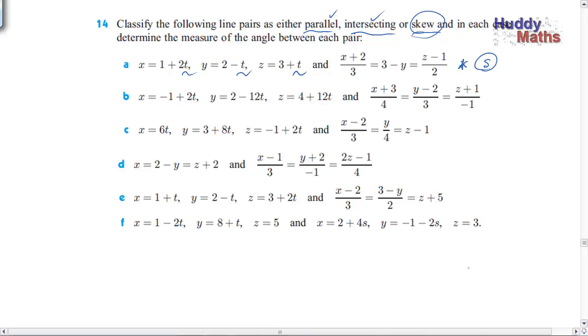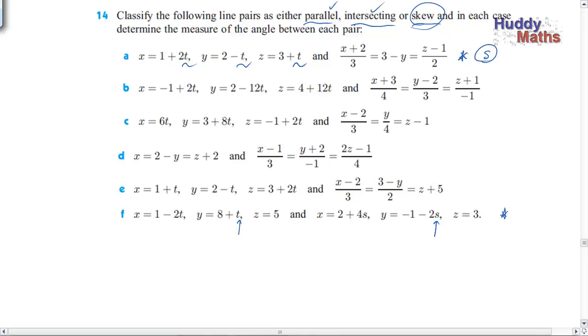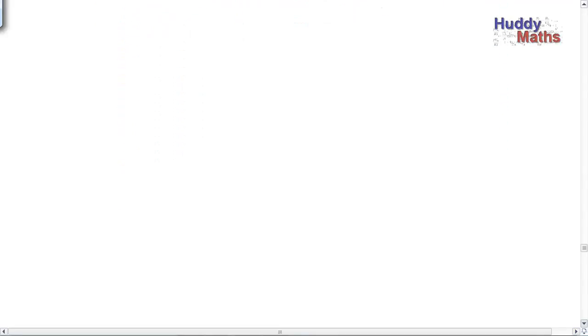So see what they've done down here? They've used S for this line and T for this. You can't use the same parameter for reasons I said before. Fair bit of work there, it's worth doing all of them. So pause the presentation, have a go. Let's go down now and have a look at the answers.